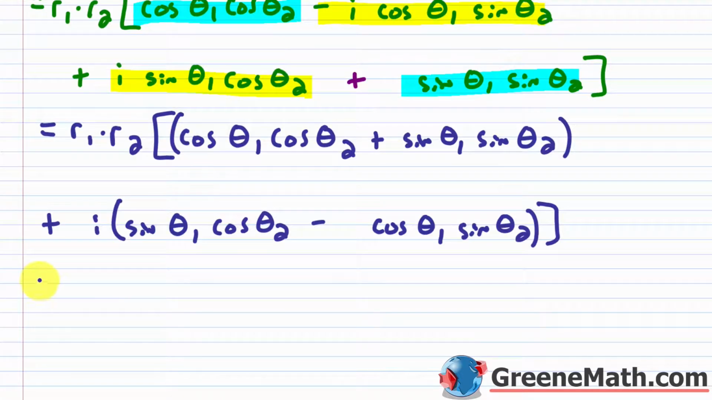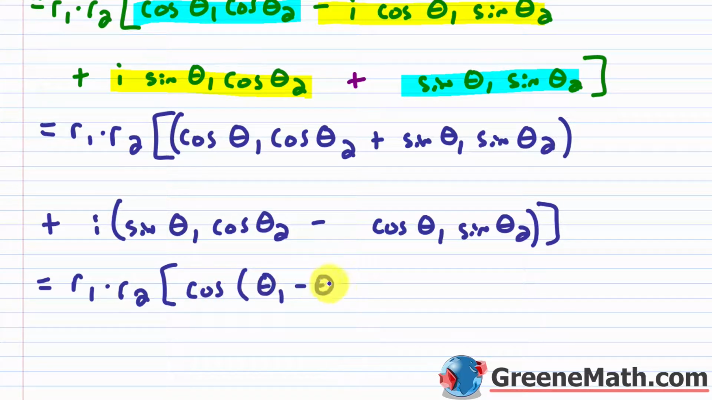So I can use that to rewrite this. I'm going to go r sub 1 times r sub 2, and then inside of brackets here, I'll have cosine of, I'll go ahead and say now this is the theta sub 1 minus the theta sub 2. Okay, so that part is done.